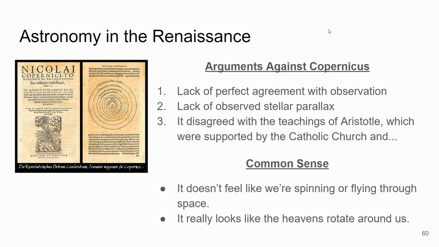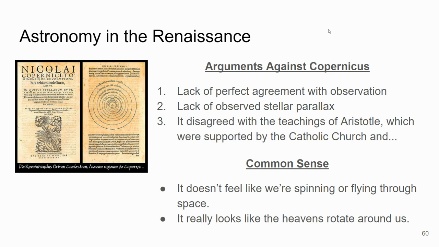Also, there was a lack of observed stellar parallax. So that's why we started with parallax in the do now questions. People were saying, well, if the Earth is moving, then we expect to see parallax in some of the stars. The more nearby stars should show us some parallax compared to the further away stars. We look for that, we don't see it, so there's no parallax, so therefore the Earth can't be moving. It's a good argument. It's not right because they had no idea how far away the stars were, but they were thinking at least.